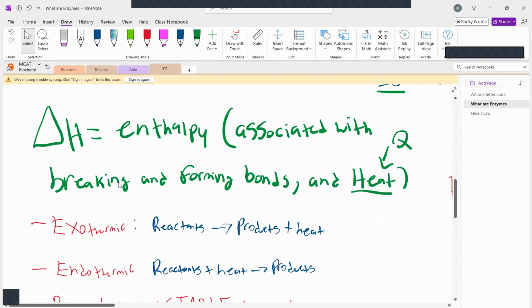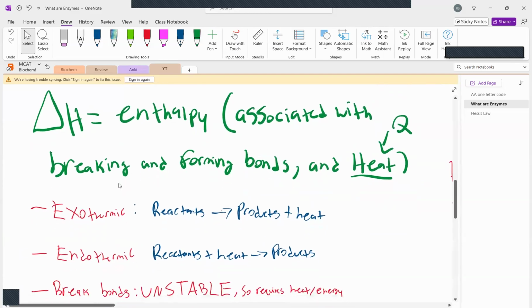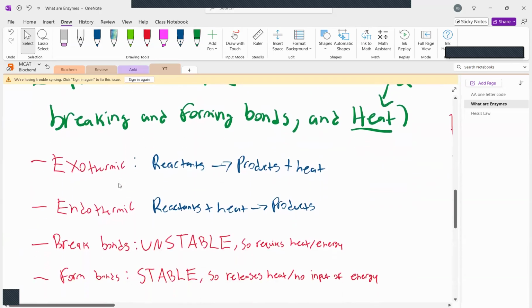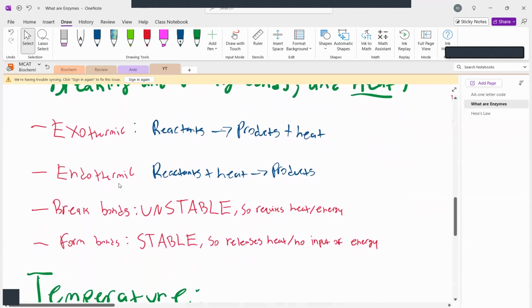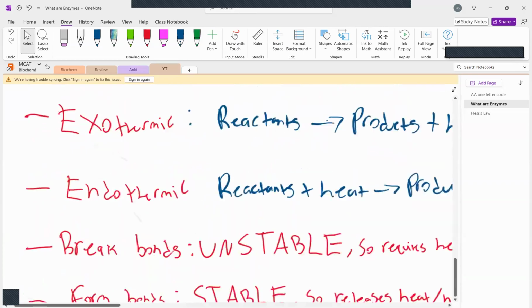And then you have enthalpy, which I like to think of, especially in the context of the MCAT, as associated with breaking and forming bonds, and not necessarily heat or how much energy. So, exothermic and endothermic. This is different from endergonic and exergonic because it has the "thermic."